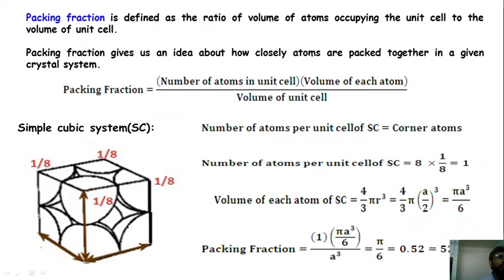Now here we are going to see the packing fraction. The packing fraction is defined as the ratio of the volume of the atoms occupying the unit cell to the volume of the unit cell. That means the packing fraction is equal to the ratio of the number of atoms in the unit cell multiplied by the volume of each atom, divided by the volume of the unit cell.